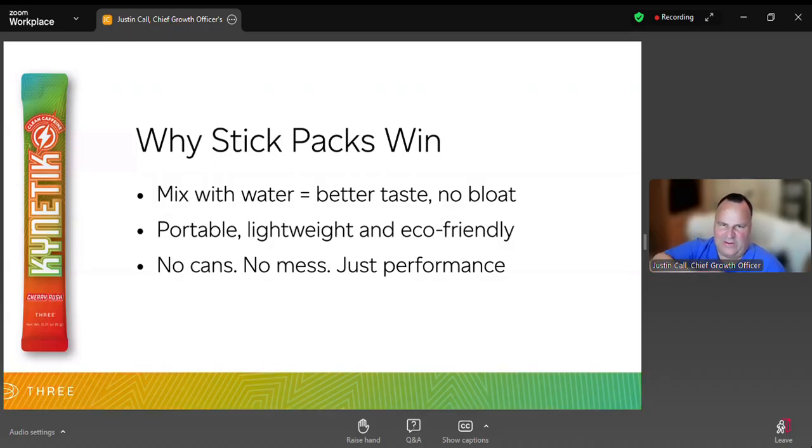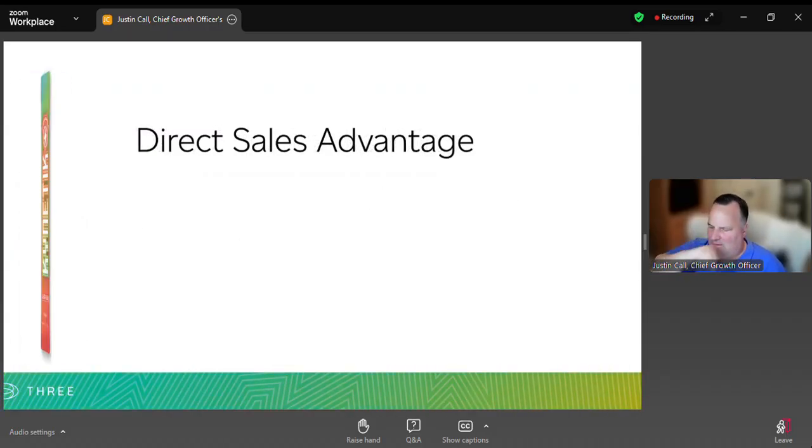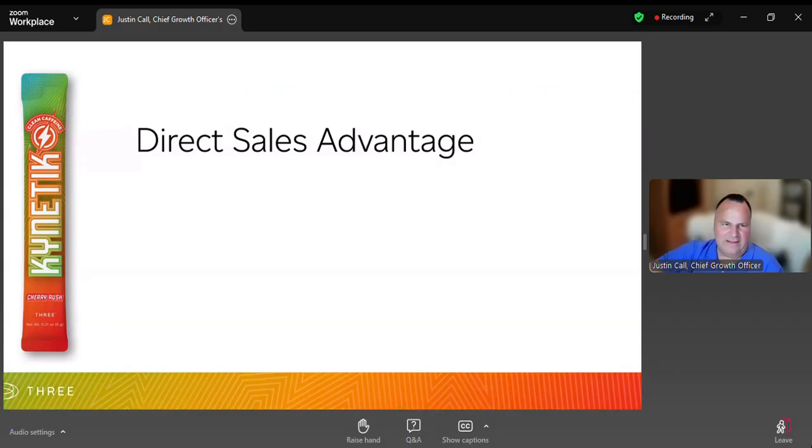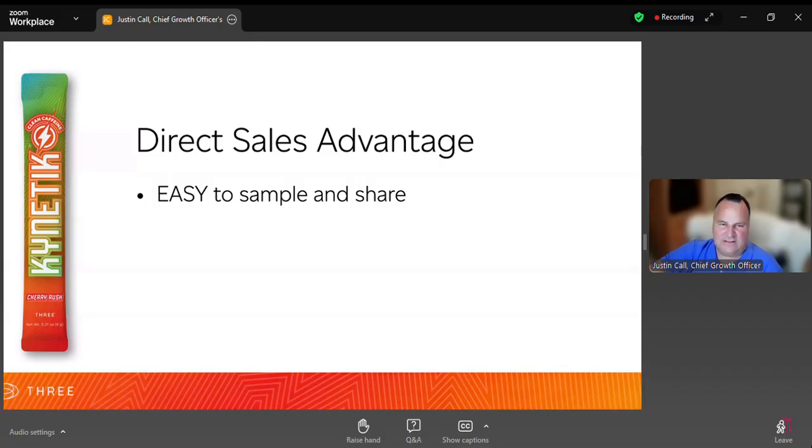Now, as far as direct sales, which is what we're in, the advantage we have there is it's easy to sample and share. So, how many of you are sampling it? How many of you are sharing it? How are you doing that? Some people are putting it together in trial packs and selling a little trial pack to people. Not everybody can afford to go buy 10 boxes and just give it away, $700 worth, right? So there's a lot of variety. You're going to hear a lot more about that from our guest speakers here today.